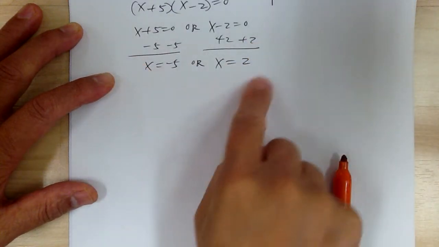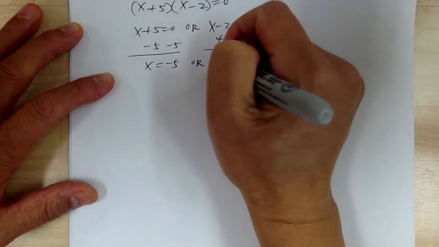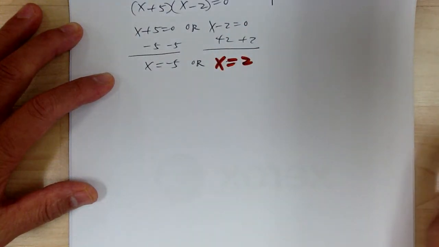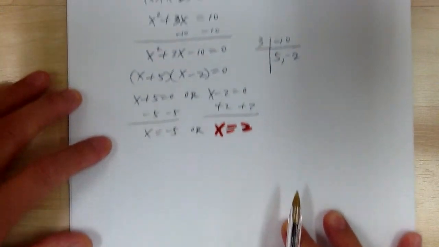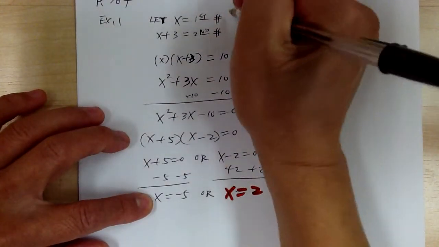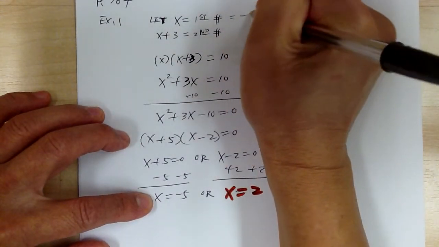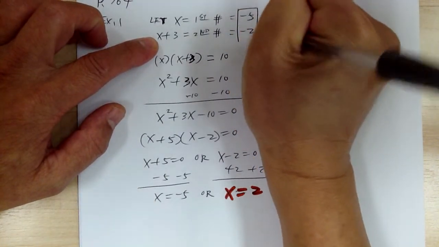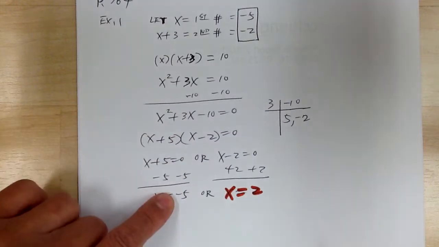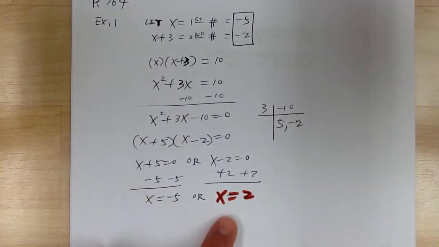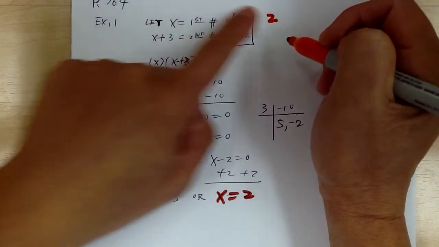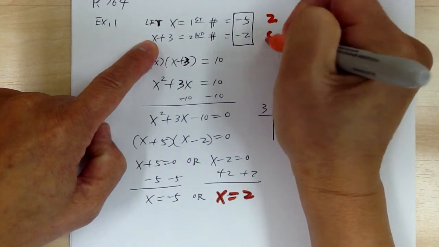Now do not box this. This is not your final answer. These are your two possibilities for your first number. So I'm going to color code for you. Over here, x equals negative 5. So this will equal negative 5, and you plus 3, so this will be negative 2. So that's one answer. That's from here. Now from here, you're going to have a second possibility. You're going to have 2. When x equals 2, your second number would be 5.